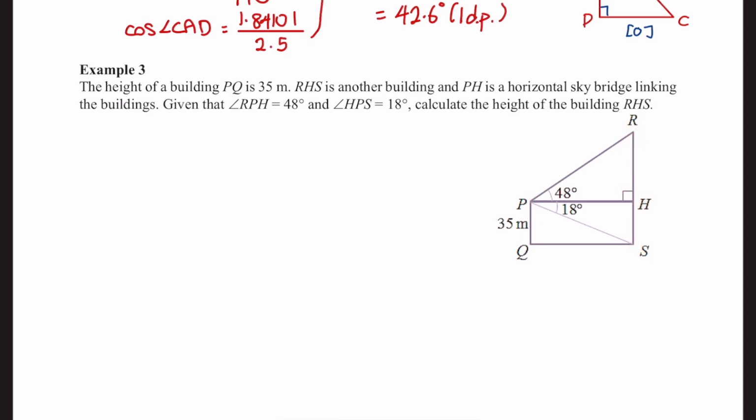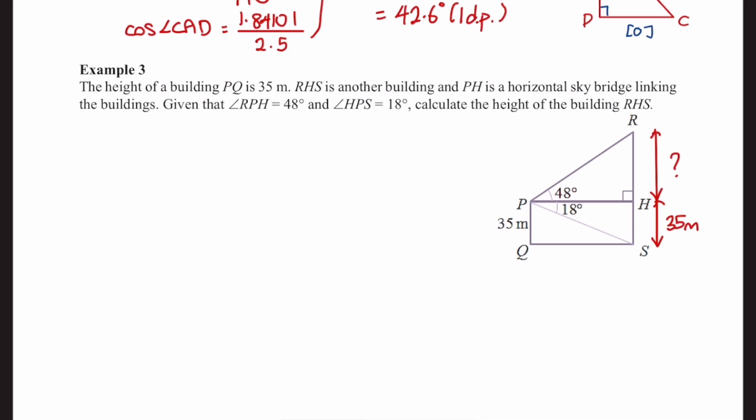So I know that based on this triangle here, this is a rectangle. Okay, horizontal sky bridge and the buildings are vertical, meaning that this is a right angle triangle. Okay, this means that HS here is also 35 meters. Okay, so over here, now I need to find the length of RH. RH is a question mark. I don't know what is this length, I need to find it.